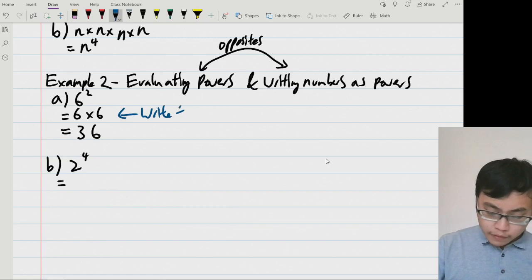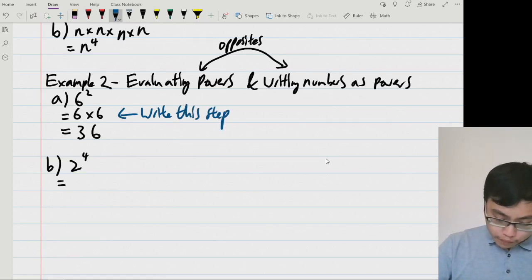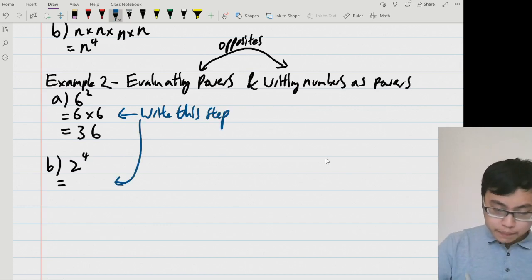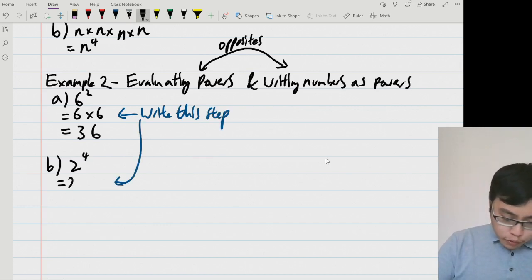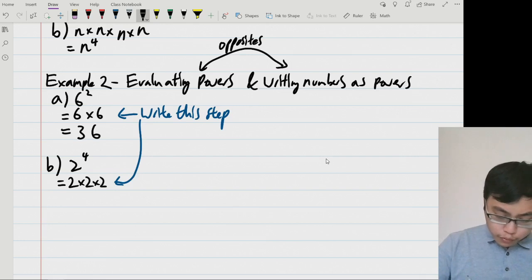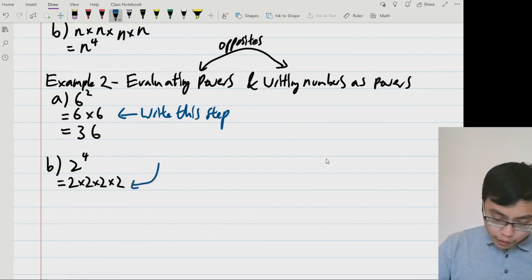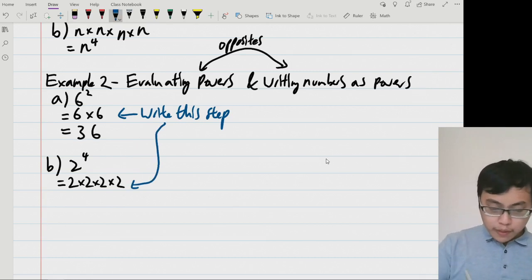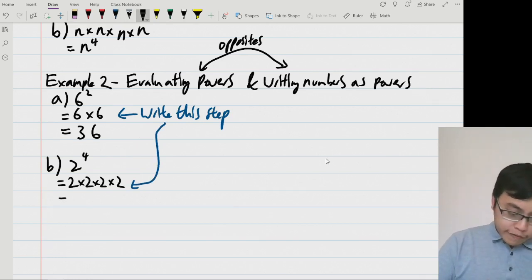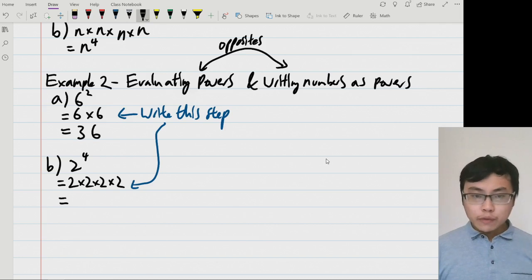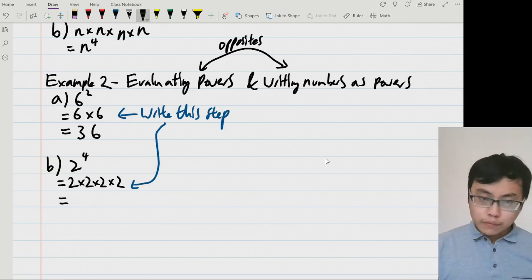Write this step. Same for this one. Write that step. And this will be 2 times 2 times 2. Whoops, I didn't have enough space. Times 2. Let me just put this arrow back. Write the step. Now, I'm going to go ahead and evaluate that. Why did I do this? Well, so that I can count nicely.